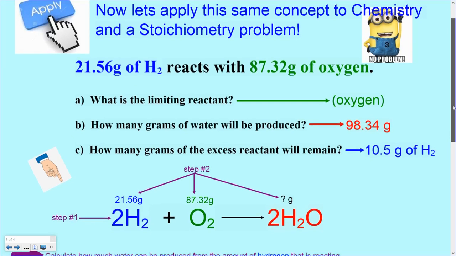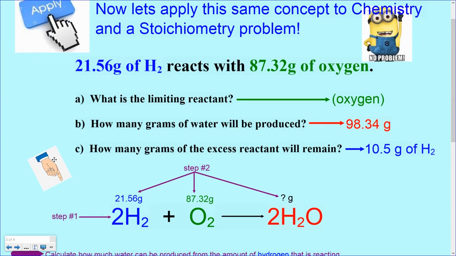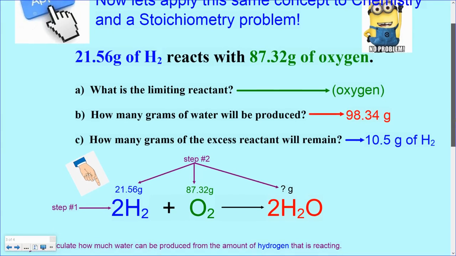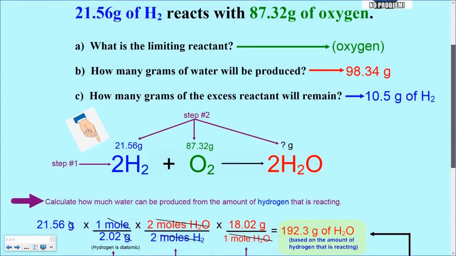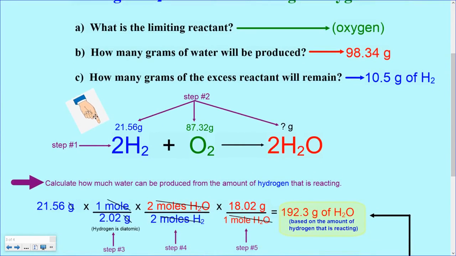So the strategy here is ignore the oxygen for right now, and let's go ahead and solve for the amount of water that we can produce based on the given amount of hydrogen. So a chemical equation, the 2-to-2 ratio, is only good for moles. So there's nothing new here. Like all the other stoichiometry problems we've been doing, the first thing is we're going to convert grams to moles. So I'm showing that here. Now remember, it's diatomic, so 2.02 is the molar mass of hydrogen.